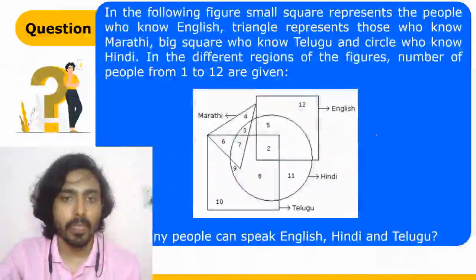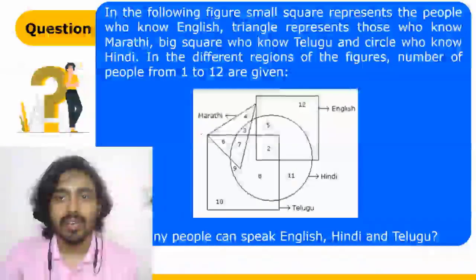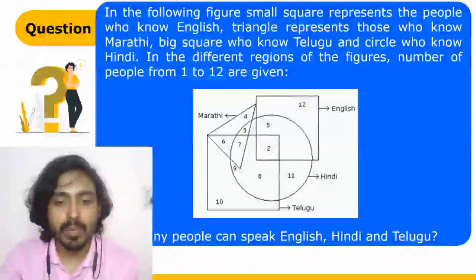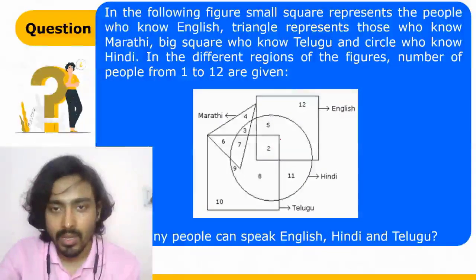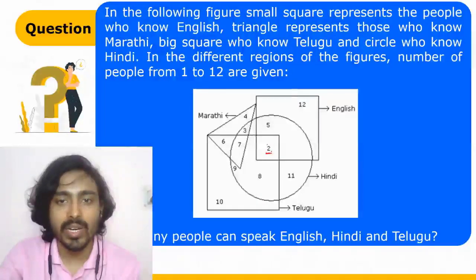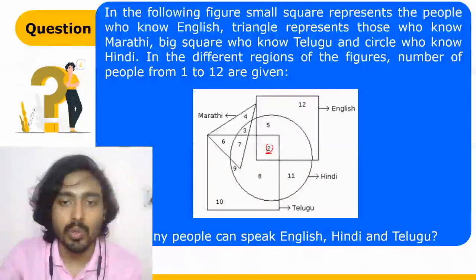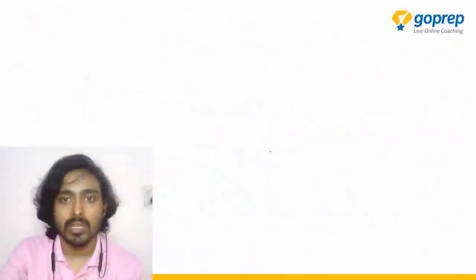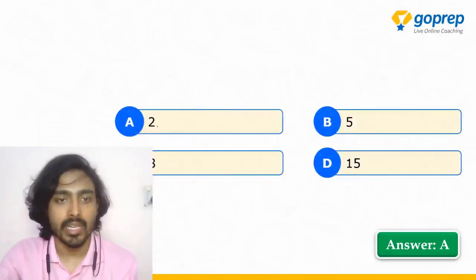Let's move ahead. Now in this question, you have to find out how many people can speak English, Hindi and Telugu. Just look at this. This is in English, this is in Hindi as well because it is in the circle, and this is in Telugu as well because it is in the bigger rectangle. So 2 is the right answer. So let's look at the options. Yes, A is the right answer.